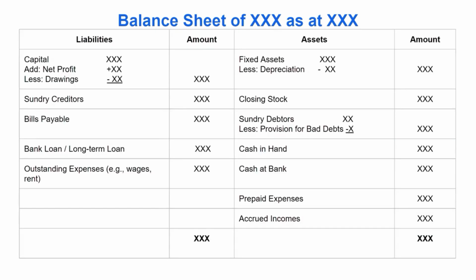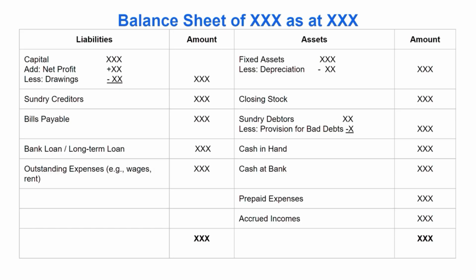Balance sheet of Mr. ABC as at date, month and year. Liabilities, amount, assets and amount. On the liability side, capital, add net profit that we got from the profit and loss account. Remember, lastly we got net profit or net loss. If it is net profit we'll add it, and if it is net loss we'll deduct it.